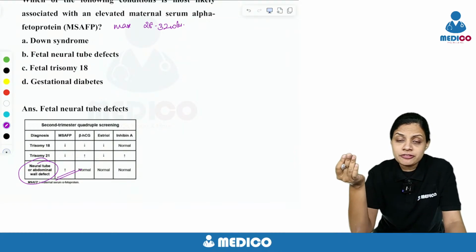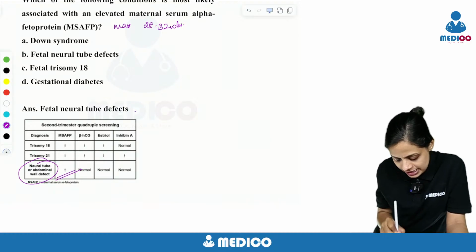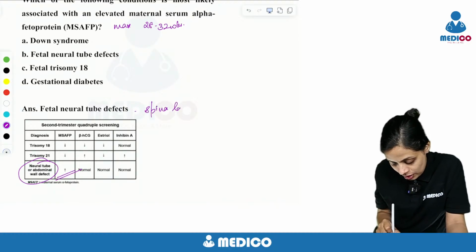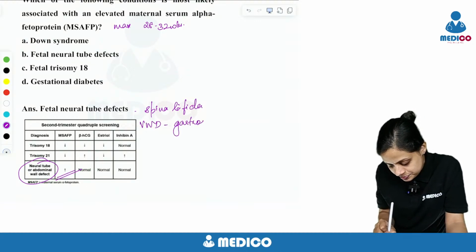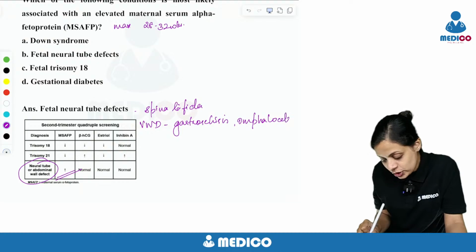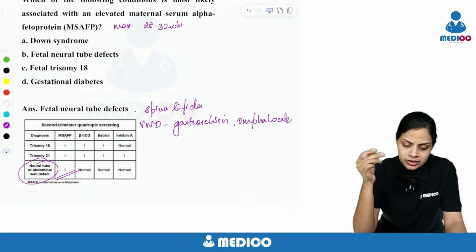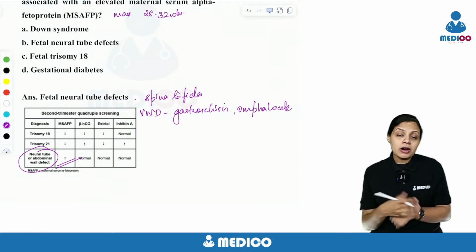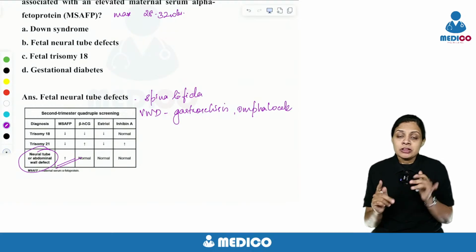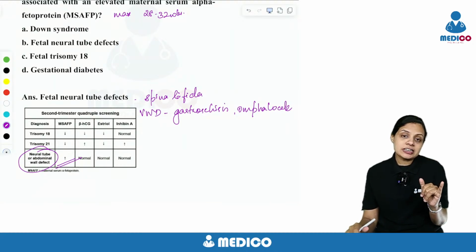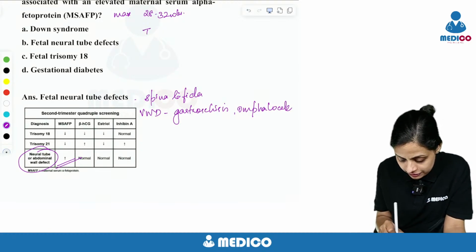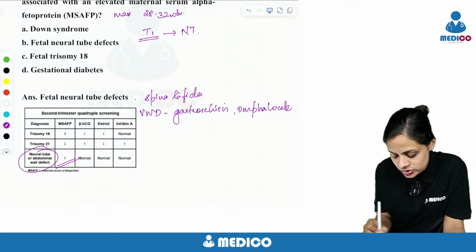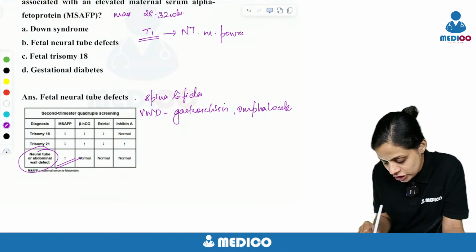What are the neural tube defects that you can see? As in the case of, for example, spina bifida, or a ventral wall defect like gastroschisis or an omphalocele. These are the conditions where you can see a high level of MSAFP. What are the other markers, or the other aneuploidy screenings? The first one, which we start in the first trimester itself, the first trimester screening, the most powerful marker in the first trimester is the nuchal translucency. This is the most powerful marker of aneuploidy.